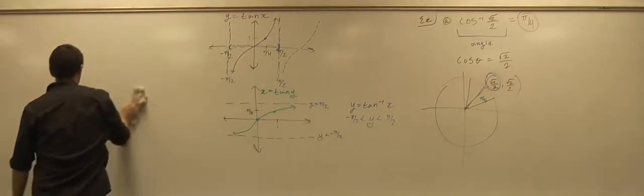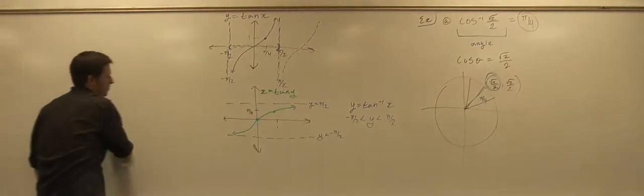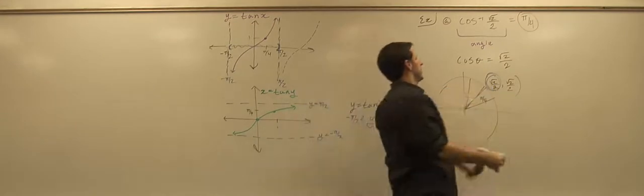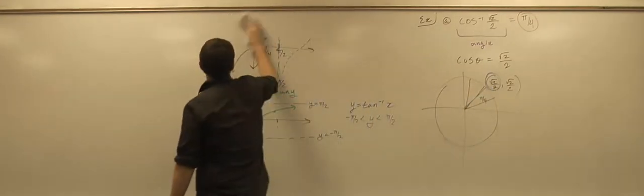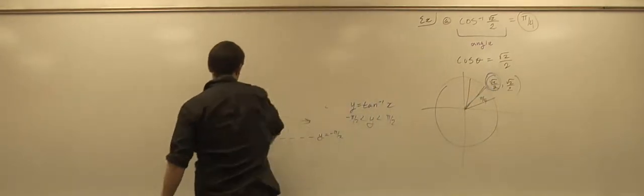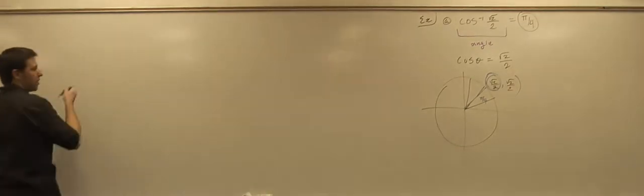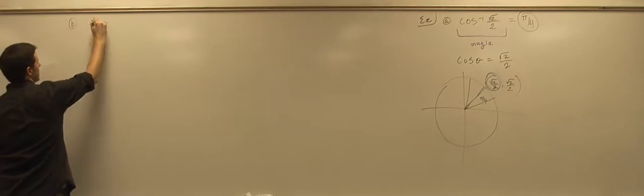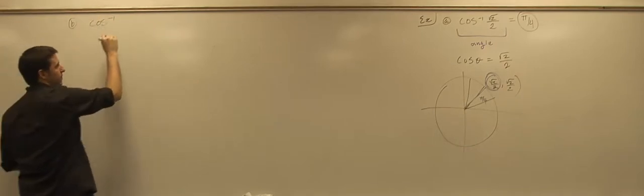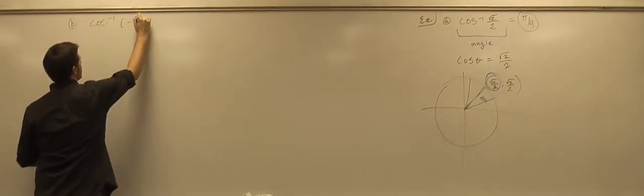So it's the same exact logic as sine inverse, except you do it with cosine, with the x side. You have to be able to do this. So part b gives you cos inverse of negative root 3 over 2.